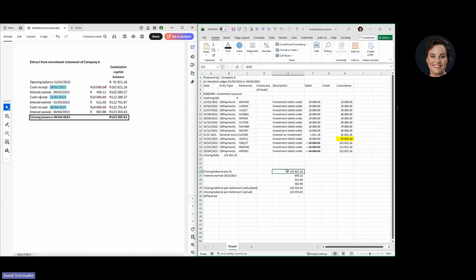And on the bottom here, I've actually then done the reconciliation for us so that we can easily see them. So the closing balance, according to the general ledger, that's the 21,000 that we've got there. Then the interest earned at the end of February, I guess we can also say on 31 March 2023 and on 30 April 2023. Those are the 3 interests that were recorded in the investment account.